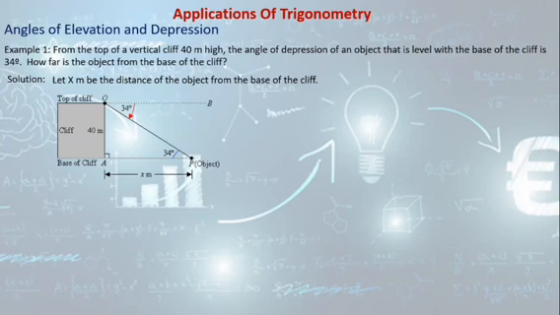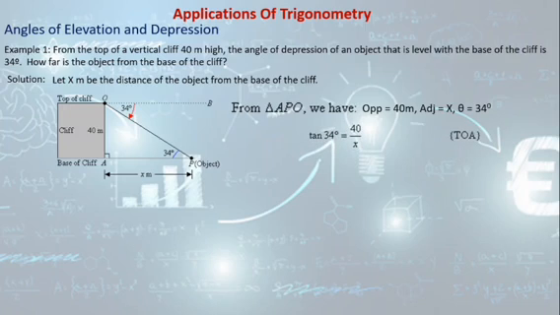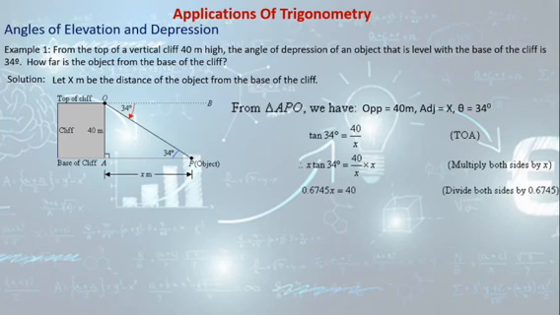From the triangle, the trigonometric ratio that combines opposite and adjacent is tan. That's from your TOA: opposite divided by adjacent gives you the tangent of that angle. So we insert values. The tangent of 34 degrees is equal to the opposite, which is 40, divided by the adjacent, which is x. Then we can cross multiply, or multiply both sides by x if you prefer. On the left hand side we have x tan 34, which is equal to 40 on the right hand side.